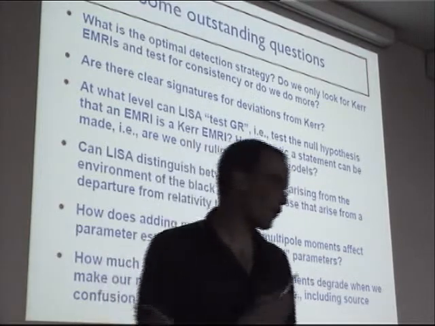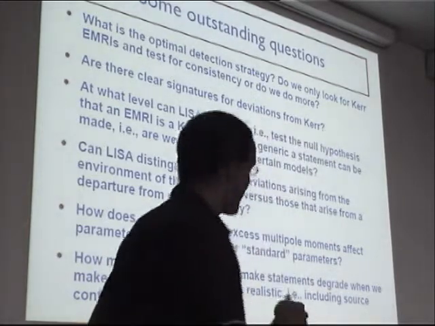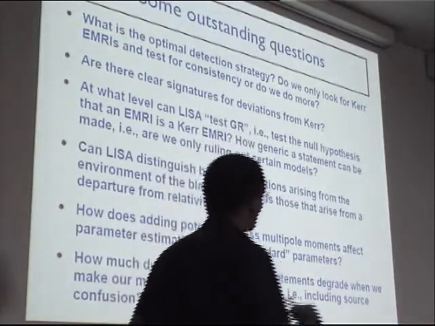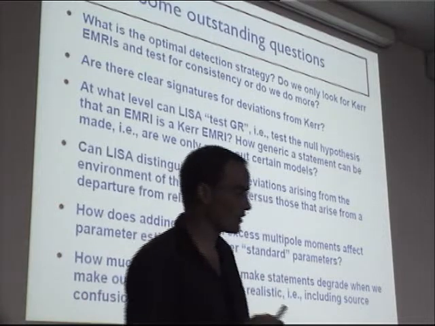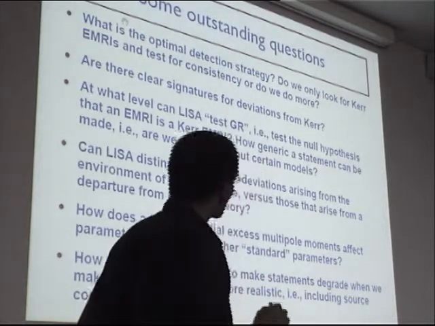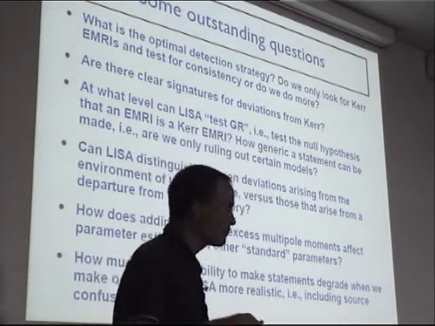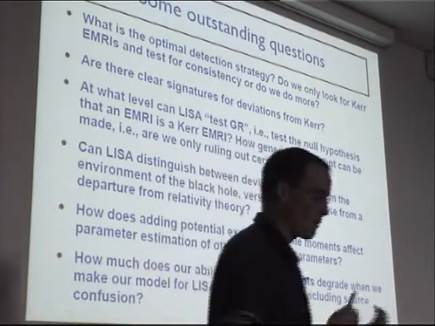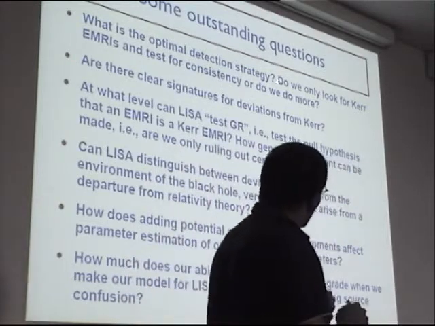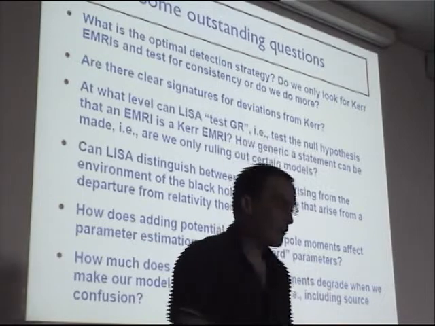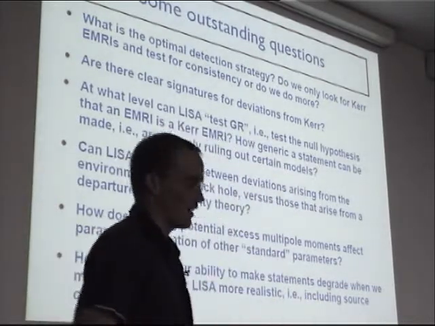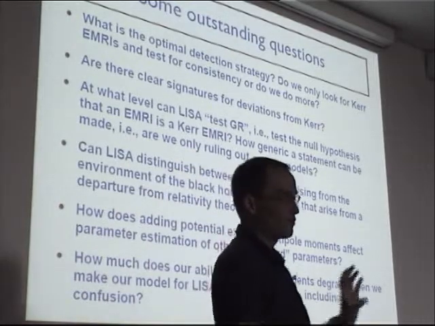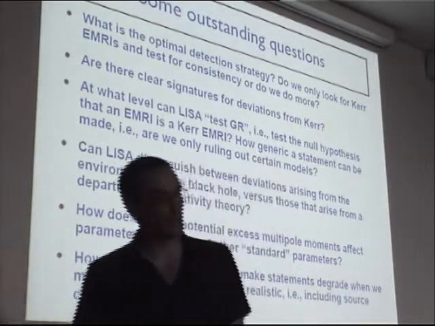As I said, you could make some progress with time frequency methods. You could use purely Kerr waveforms. You could try and use phenomenological techniques. So we have some ideas for how these things will perform, but we need to look at what's going to give us the most information. Do we only look for Kerr EMRIs and test them for consistency, or do we try and expand our search so we can cover more exotic possibilities?